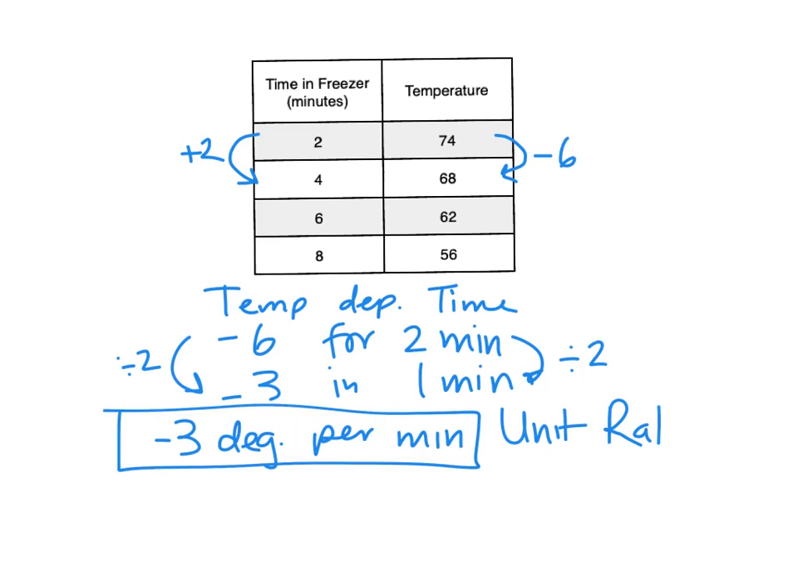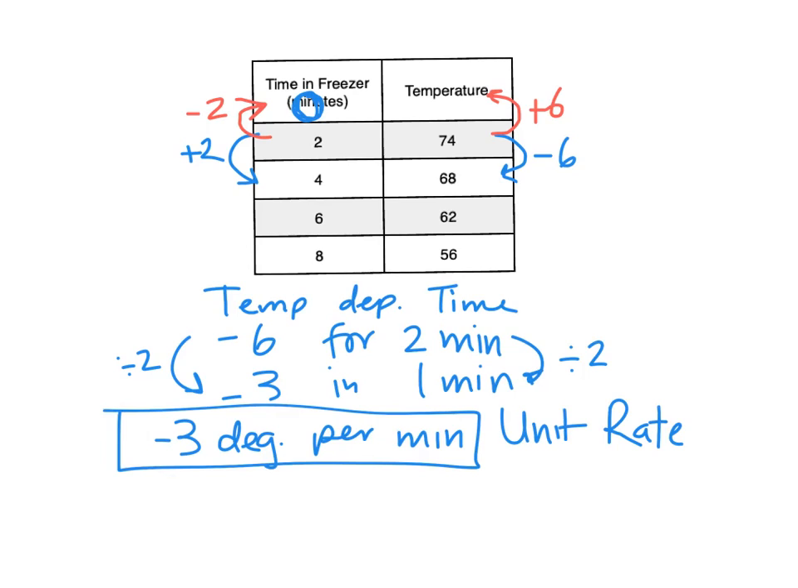And now we need to write the equation, which means we kind of need to know the starting temperature of this item. So I need to get to 0 minutes in the freezer, before it's been in the freezer. So I need to work my way backwards. So going backwards 2 minutes is going to change the temperature by 6. Because every time I change the time by 2, the temperature changes by 6.